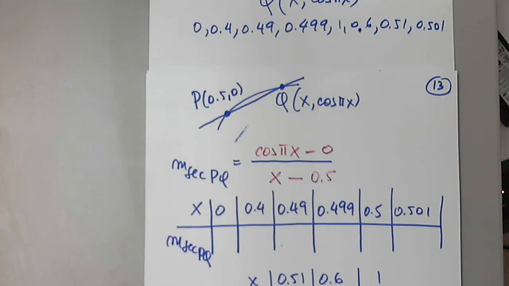What did I do? Okay, it was 0.499. Okay. 0.501. Okay. 0.51. I think it was 0.6 as well. And 1.